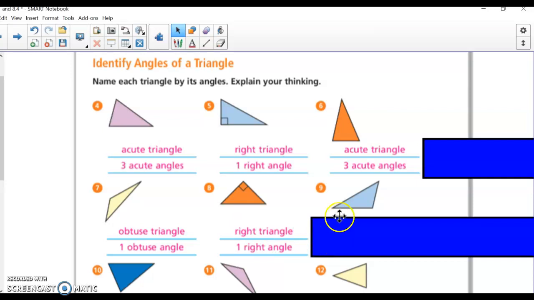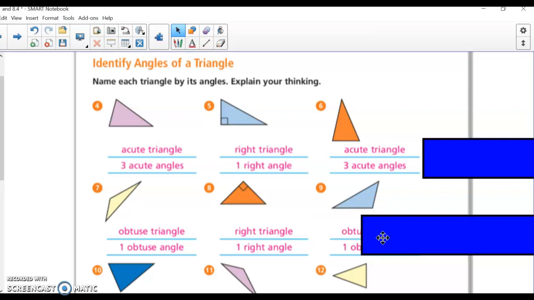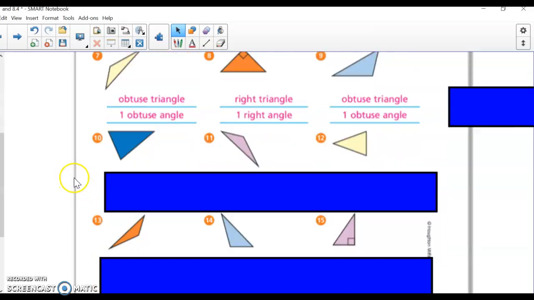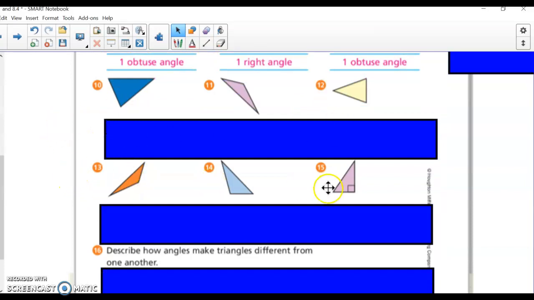And then number 9, it's kind of hard to tell, but there's no box here. This almost looks like 90 degrees, but it's kind of slanted a little more open. And so it's a little bit bigger than a right angle, which makes this an obtuse angle. And so I know that's going to be an obtuse triangle because it has one obtuse angle. Okay, your job is to try and figure out these 6 triangles, label them, and tell which angle you use to figure that out. Go ahead and pause the video now.